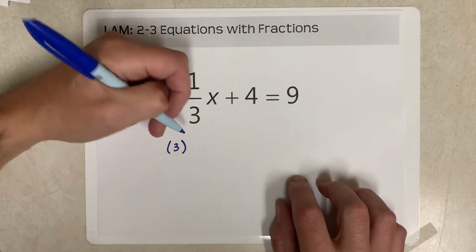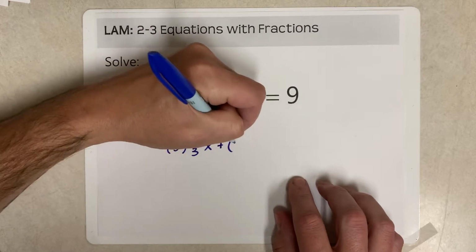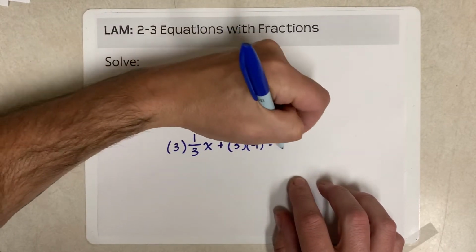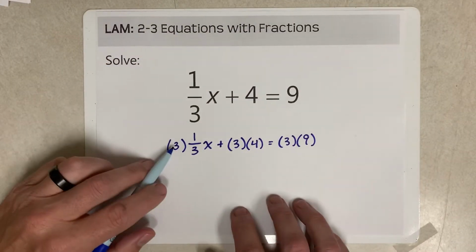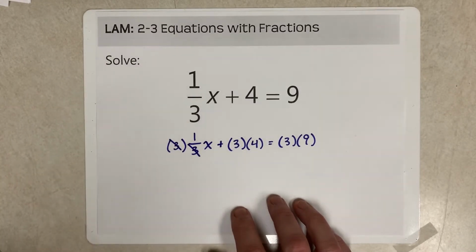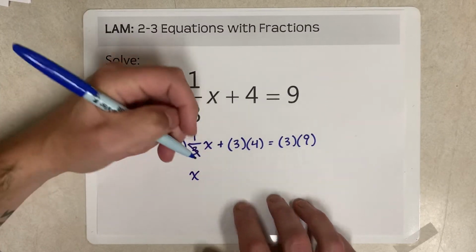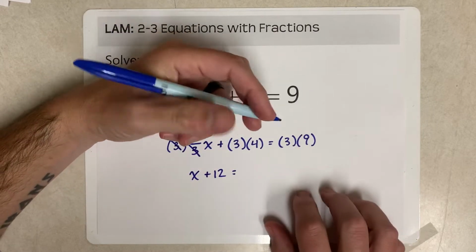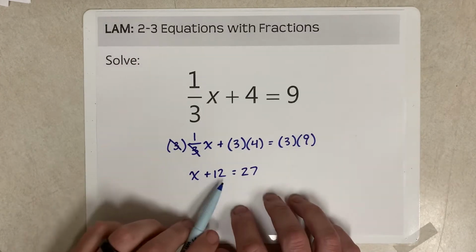So we're going to multiply everything by 3, plus 3 times 4 equals 3 times 9. All the fractions should cancel out. These two 3's are going to cancel out because they're multiplicative inverses. So the only thing I have left is just 1x. 3 times 4 is 12, equals 9 times 3 is 27. And so now I have x plus 12 is equal to 27.